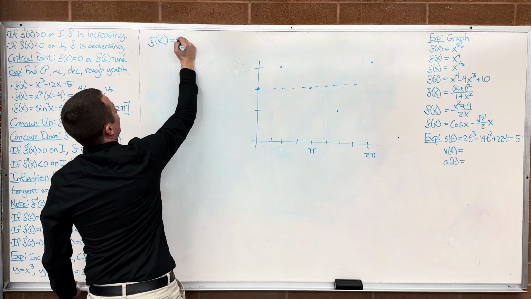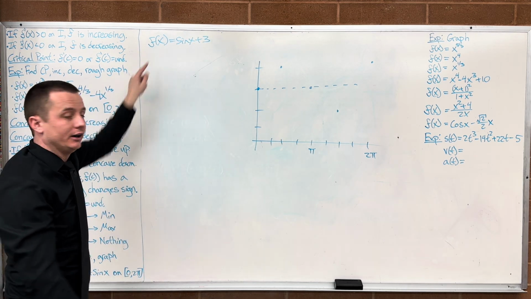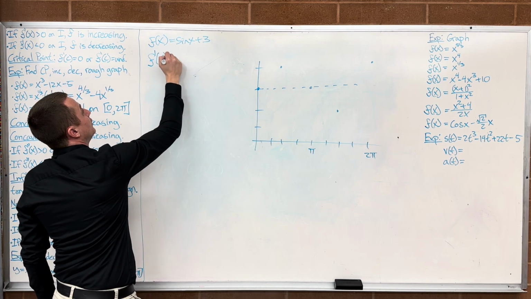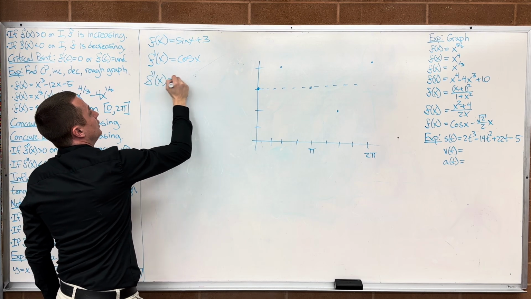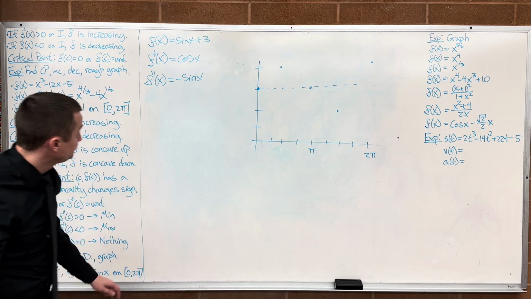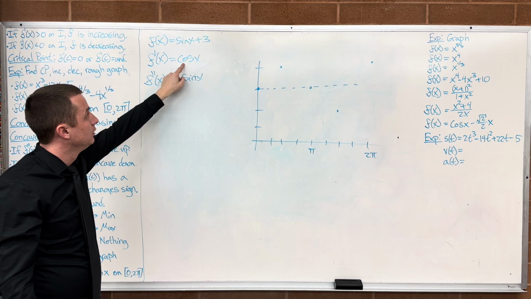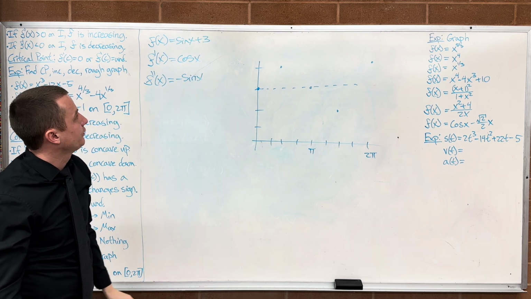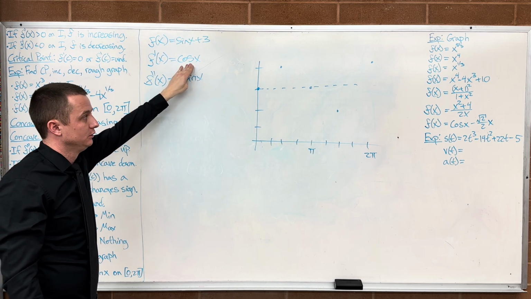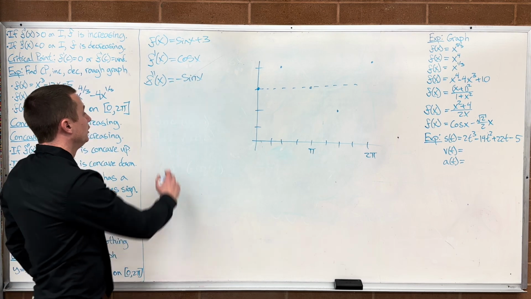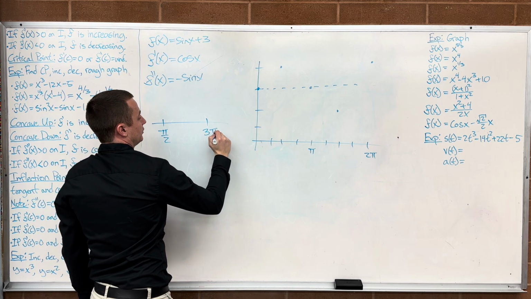So we're looking at f of x equals sine of x plus 3, right? First off, what is our derivative? Cosine of x. And what is our second derivative? Negative sine of x. Good. Where is cosine of x positive? Well, let's find our critical points first. Where is cosine 0? At pi halves and 3 pi halves. So our critical points are at pi halves and 3 pi halves, right?